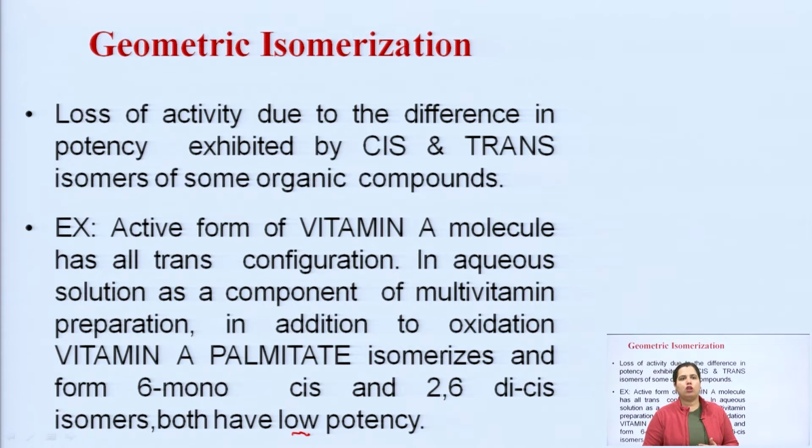So, the vitamin A molecule generally has an all-trans configuration, but in an aqueous solution, as a component of a multivitamin preparation, in addition to oxidation, vitamin A palmitate sometimes isomerizes, and the 6-monocis and 2,6-dicis isomers both have low potency. So, when the trans form changes to the cis form, the potency of vitamin A gets lowered. Due to this geometric isomerization, the overall potency of the formulation gets reduced.